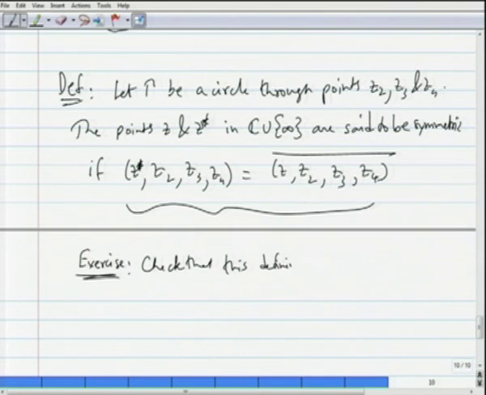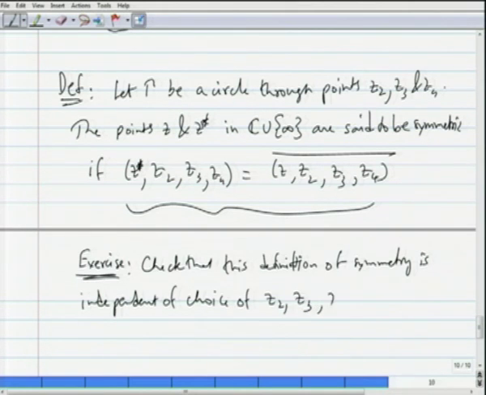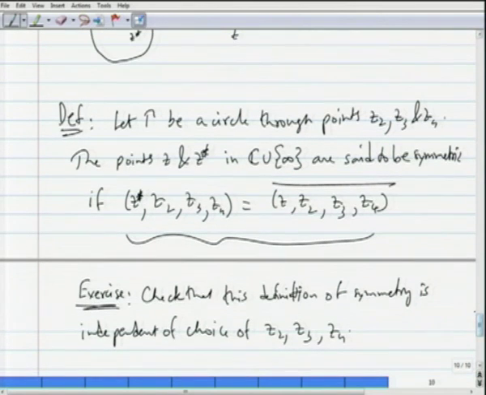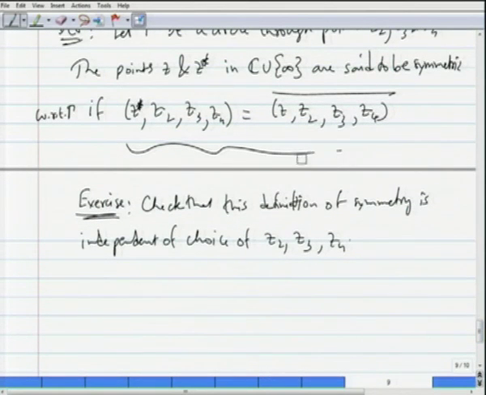of symmetry is independent of the choice of z2, z3, z4. In the definition I should say "said to be symmetric with respect to gamma," that is important, sorry about that. So the points are said to be symmetric with respect to gamma if that happens. There are other ways of specifying gamma. You can take other z2, z3, z4. If you take z2 prime, z3 prime and z4 prime, try to show that this equality still holds if it holds for z2, z3, z4.